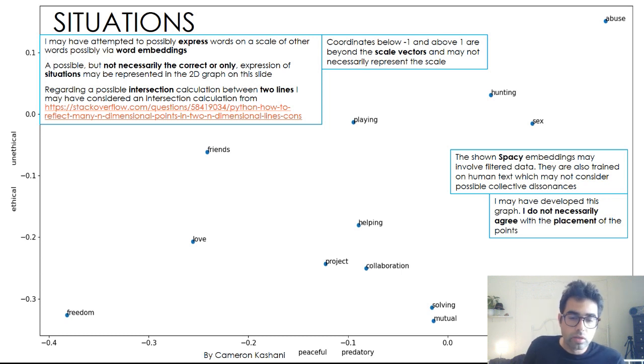So on the x-axis is peaceful and predatory, and on the y-axis is ethical and unethical. And interestingly enough, solving seems to apparently be considered more predatory, but also more ethical, which is kind of interesting, I think.